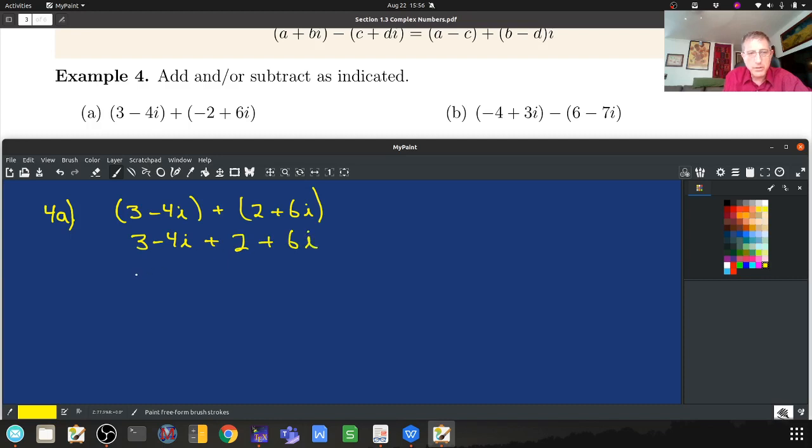So the 3 and the 2 are pure real numbers, and the minus 4i and the plus 6i are called pure imaginary numbers. All of it together is a complex number. So 3 plus 4 is 7, minus 4 plus 6i is plus 2i.